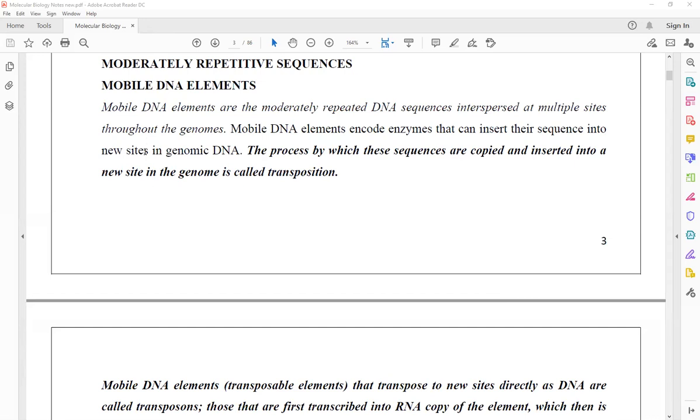In this particular lecture, we would be talking about the mobile genetic element. The mobile genetic elements are also referred to as the moderately repetitive DNA sequences. Okay, so what are these mobile genetic elements? What are these moderately repetitive DNA sequences and how are they present in a cell?